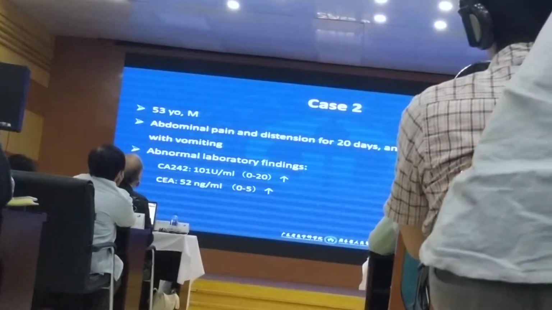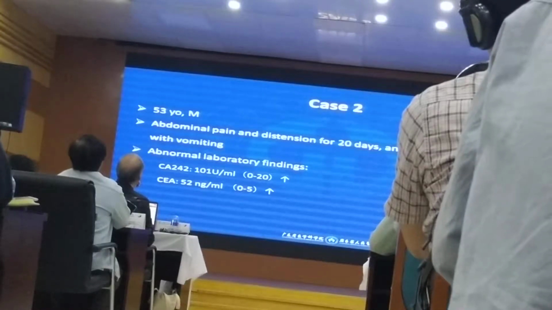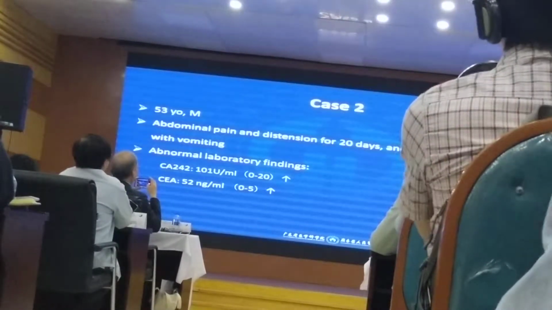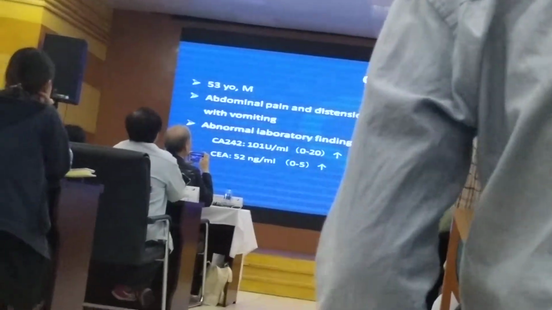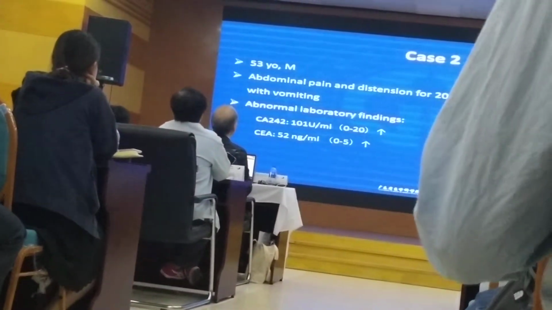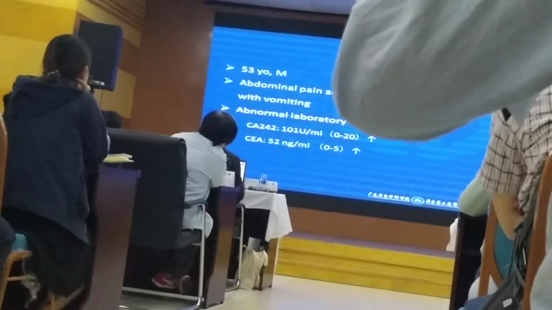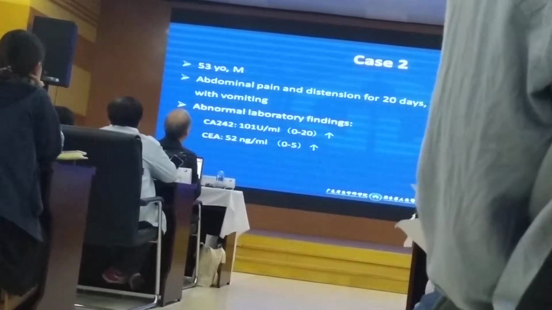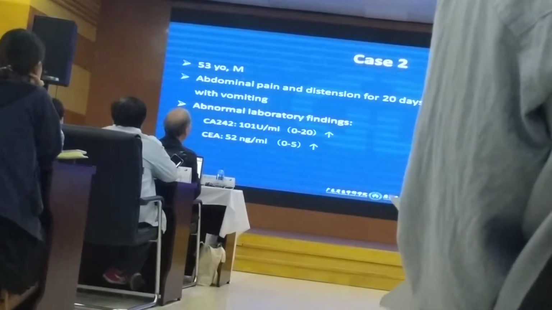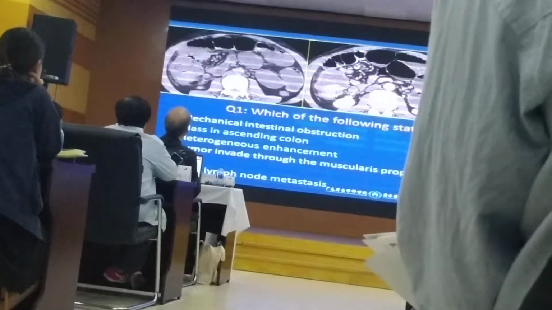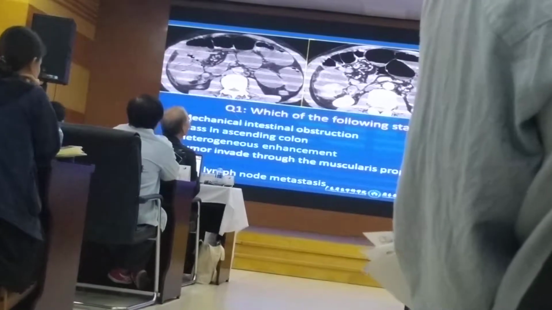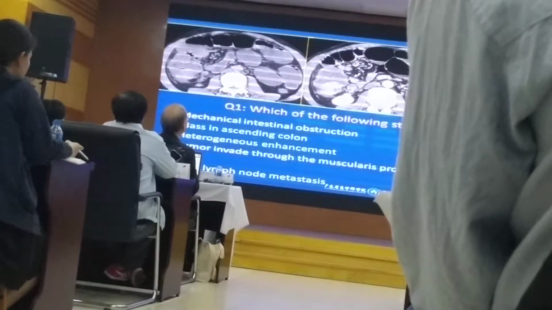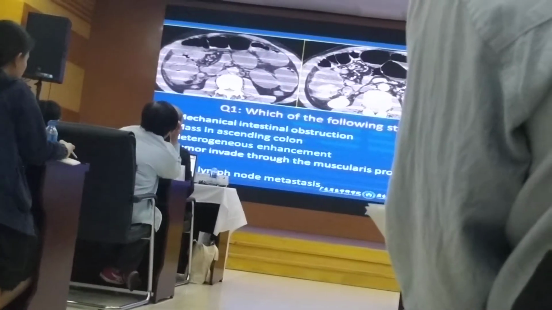Case 2 is a 53-year-old man who had abdominal pain and distension for 20 days and subsequently presented with vomiting. His laboratory examination revealed the increase in CA242 and CA. According to the pre-contrast and the post-contrast CT, and the reformatted coronal imaging, which following statements are true?